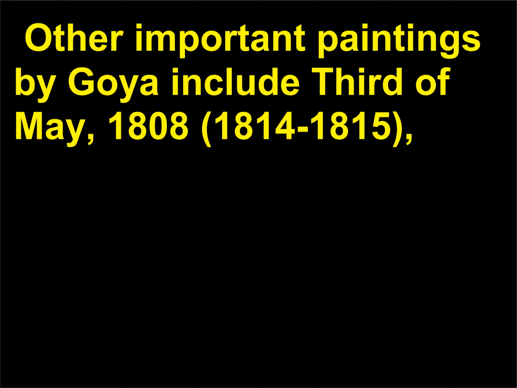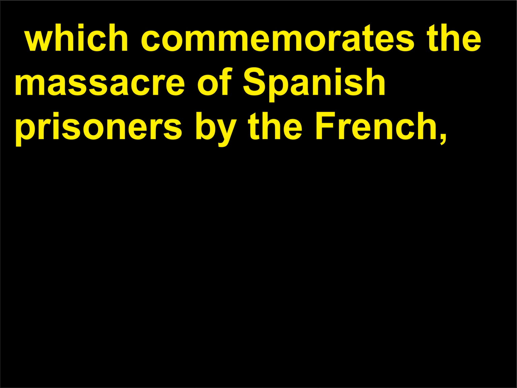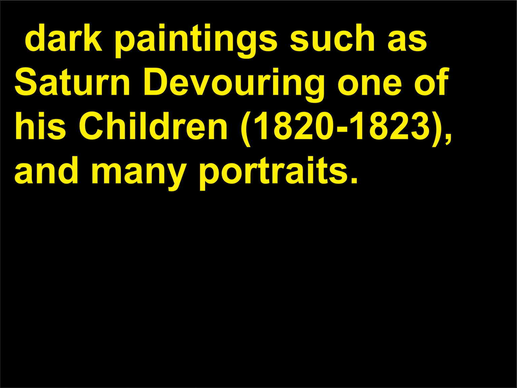Other important paintings by Goya include The Third of May, 1808, 1814 to 1815, which commemorates the massacre of Spanish prisoners by the French, dark paintings such as Saturn Devouring One of His Children, 1820 to 1823, and many portraits.